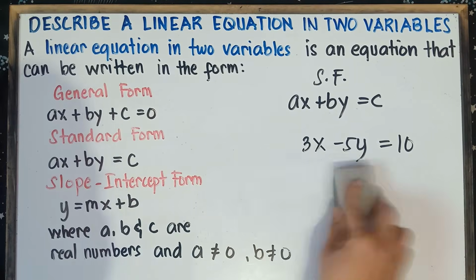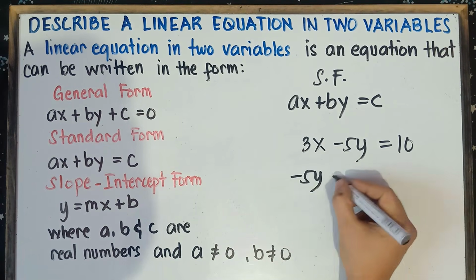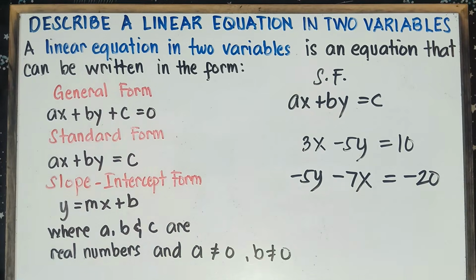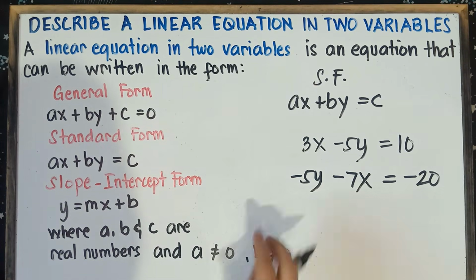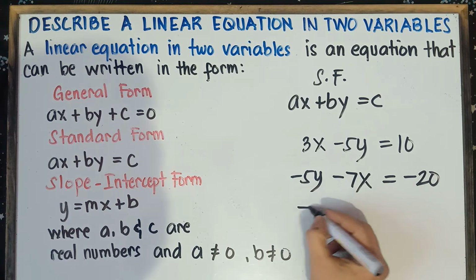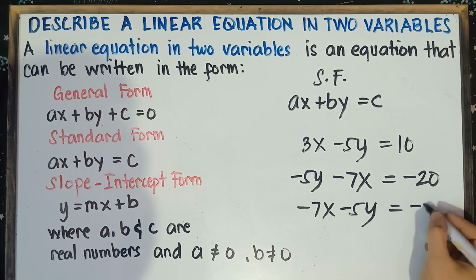If I will say negative 5y minus 7x equals negative 20, what form, class? Is it general form, standard form, or slope-intercept form? That's correct. That would be standard form. We can just simply arrange this one, class. So we can arrange this one: negative 7x minus 5y equals negative 20.